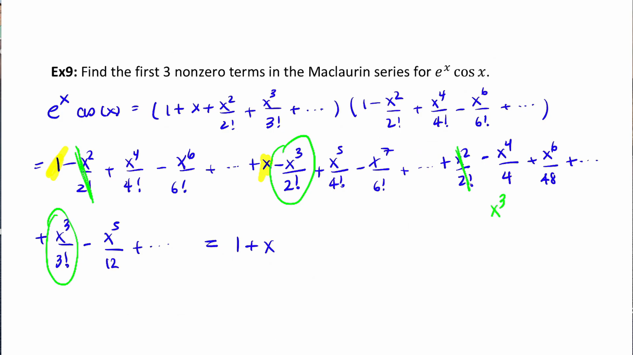So x cubed over 3 factorial, well, 3 factorial is 3 times 2, you get 6. And this is 6 minus x cubed over 2. And we get 1 minus 3, it's negative 2 over 6 x cubed, which is the same as negative 1 over 3 x cubed. So here we get negative x cubed over 3, and we have the first 3 non-zero terms in the Maclaurin series for e^x cosine of x.